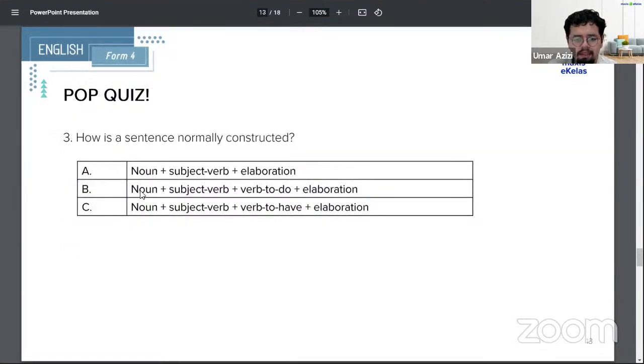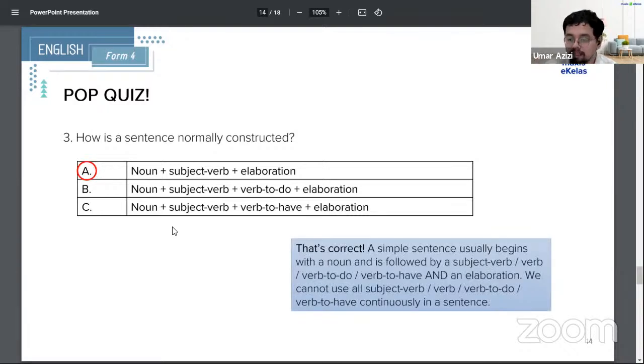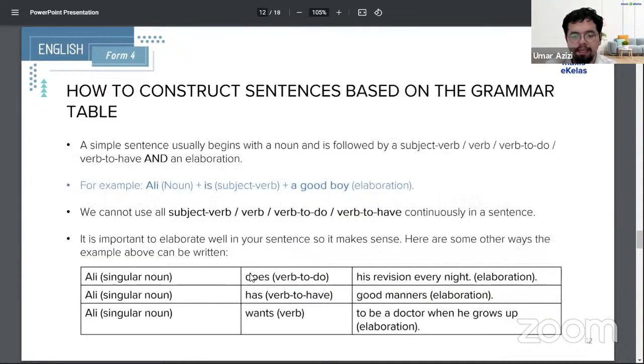And the answer is, let's see, noun, subject, verb, verb to do, elaboration. Good try, but the answer is A. A simple sentence usually begins with a noun, followed by either a subject verb, verb to do, or verb to have, and elaboration. You cannot use both, three or more in one sentence. So you can't go like Ali has once a chicken. It has to be one.